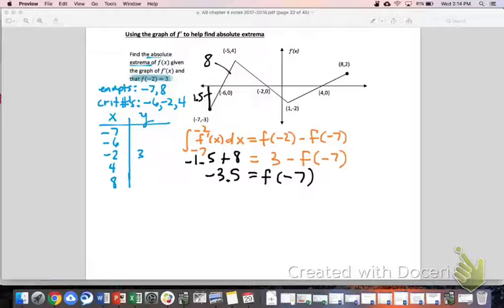Did I do my arithmetic right? I think I did. So negative 3.5 goes right there.